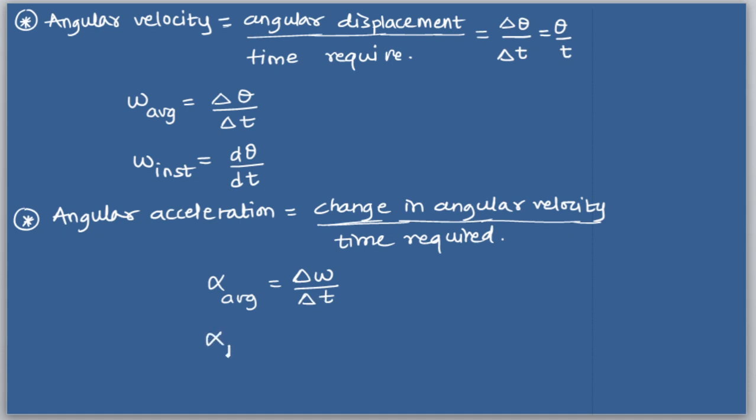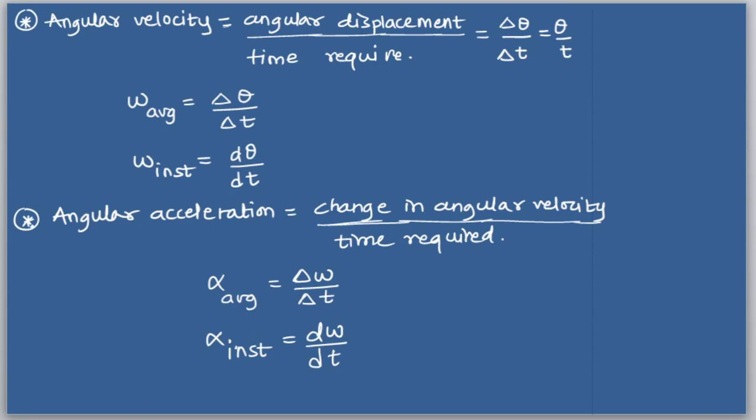And if you want to write instantaneous angular acceleration, then you will write instantaneous change in angular velocity. In the sense, at a given time instance you will allow the object to move for a very small time interval dt. In that small time interval there will be a very small change in angular velocity. So that change in angular velocity upon the time required will be instantaneous angular acceleration, right?